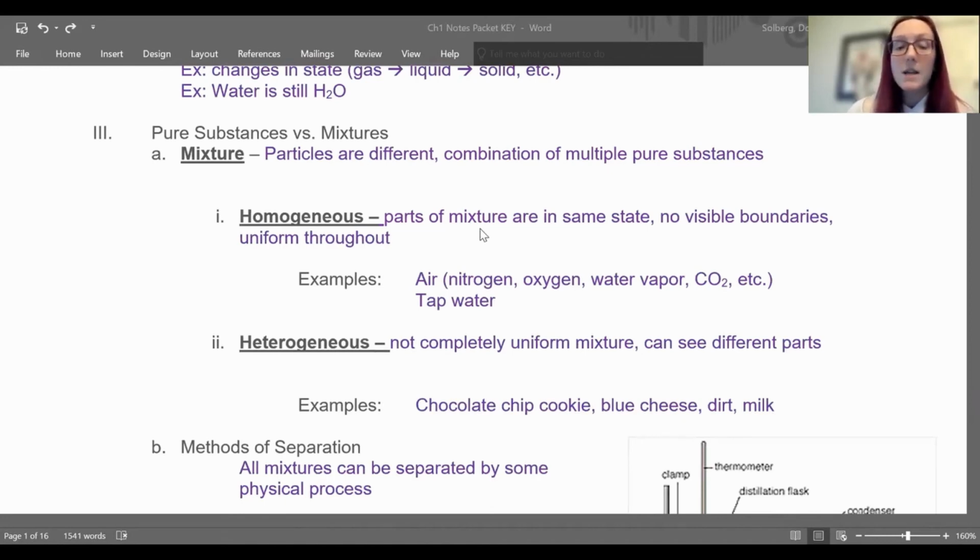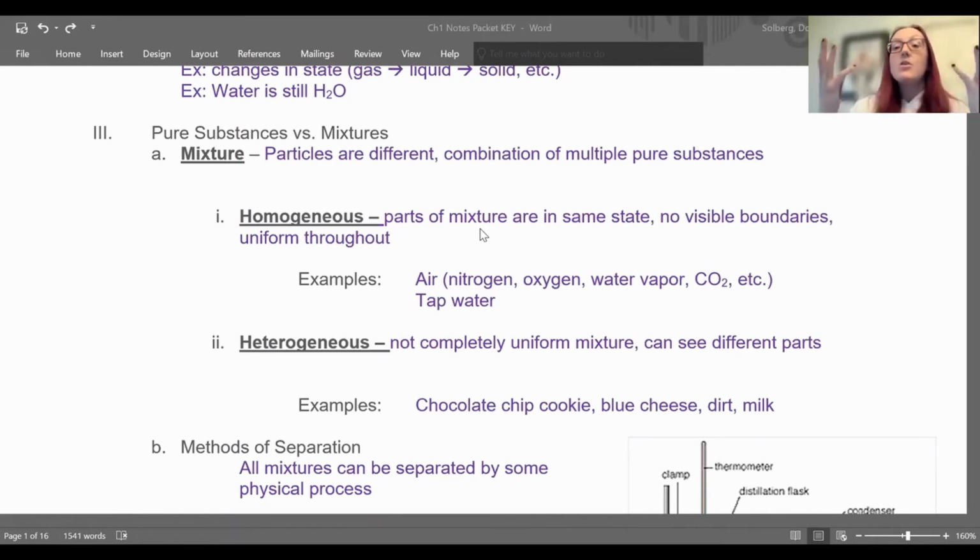So mixtures then can be broken down into two different categories. There are homogeneous mixtures and heterogeneous mixtures. So a homogeneous mixture is where the parts of the mixture are in the same state, so like all gas, all liquid, or all solid. There's no visible boundaries. It is uniform throughout the mixture. So if I'm looking at a homogeneous mixture, I can't see the different parts, okay?